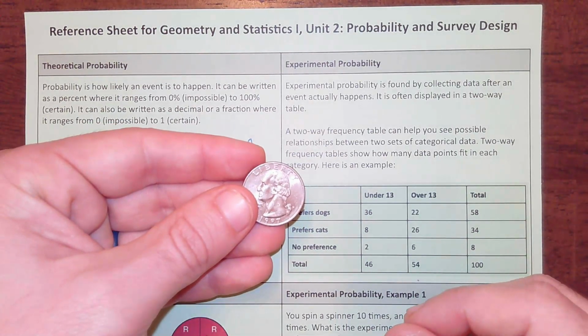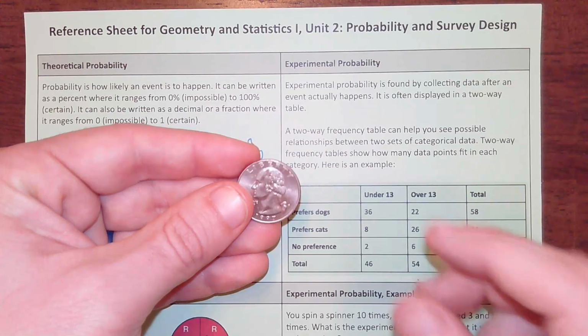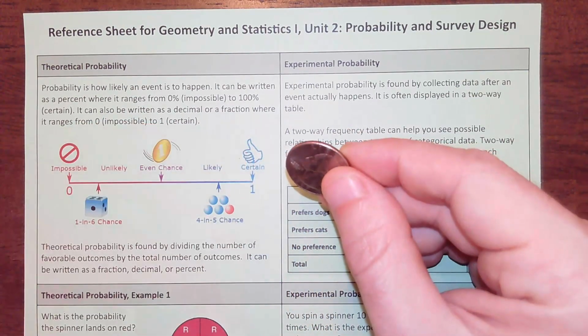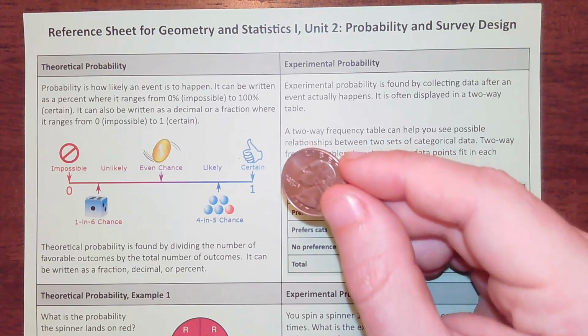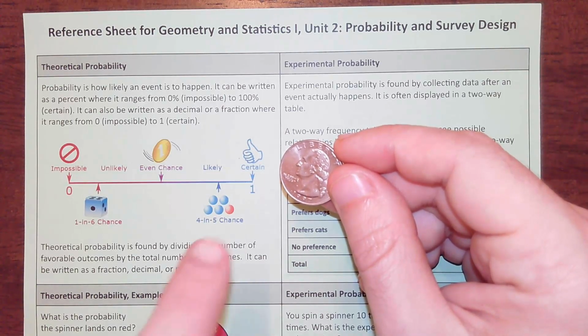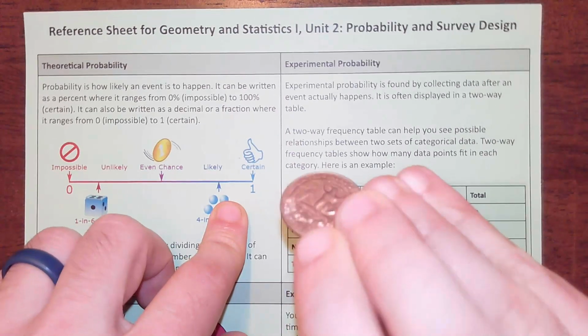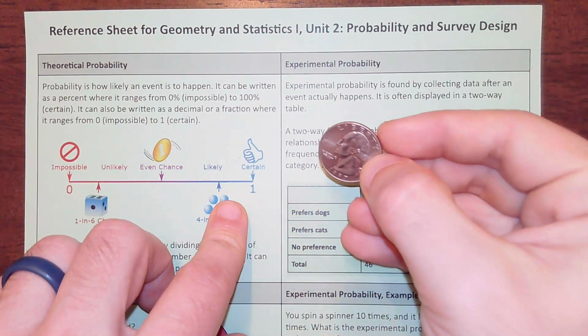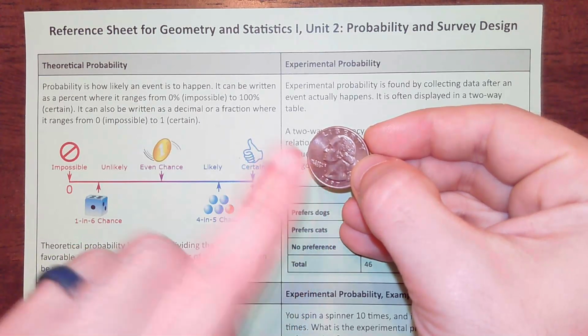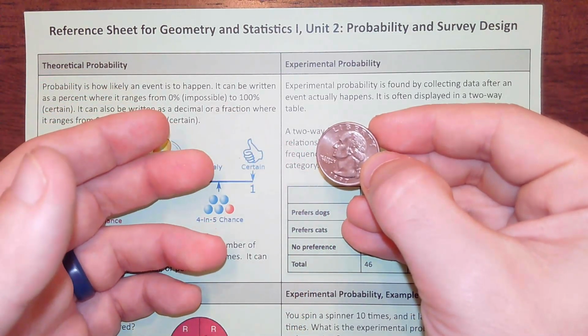If I have a coin, like this quarter here, it's got heads on one side, and it's got tails on the other. Now if I said I was going to flip this, what are the chances it comes up heads? Now you'd probably say there's a 50% chance, because there's two options, heads and tails, and I'm asking for one of them, heads. That's 1 out of 2, which is a 50% chance.